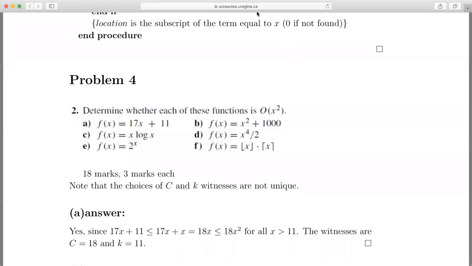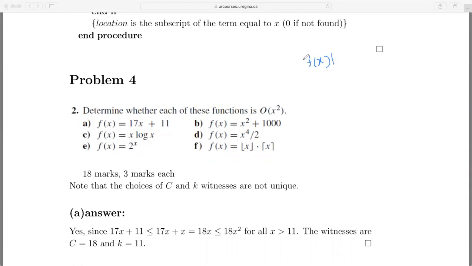Hello everyone. In this tutorial, we are going to solve assignment 2, problem 4. Here we have to determine whether these functions are in big O of x squared. The first thing I would love to share is that we have to use this equation to prove it.